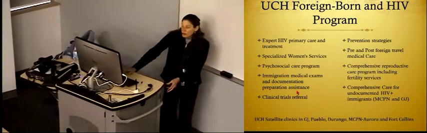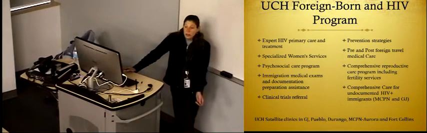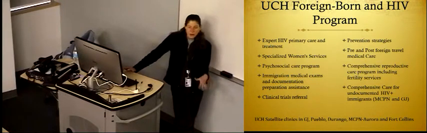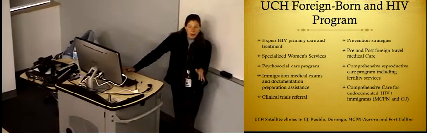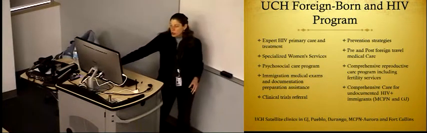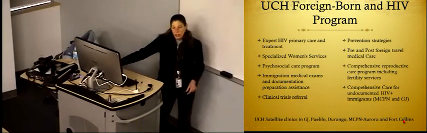We also have a reproductive care program, including fertility services. So I mentioned insemination. We do sperm washing. You may have heard about it in efforts to help individuals that are HIV serodiscordant. So one partner's positive, one partner's negative, to get pregnant safely, so that the baby is then safe too, depending on who's positive. And then at our MCPN clinic and Grand Junction clinic, we provide care for undocumented HIV-positive immigrants. Not here, but those are the two places. And the satellite clinics are Grand Junction, Pueblo, Durango, and then the MCPN in Aurora, and also Fort Collins, in addition to the clinic here at the university.